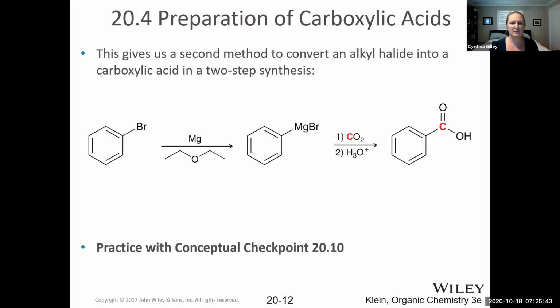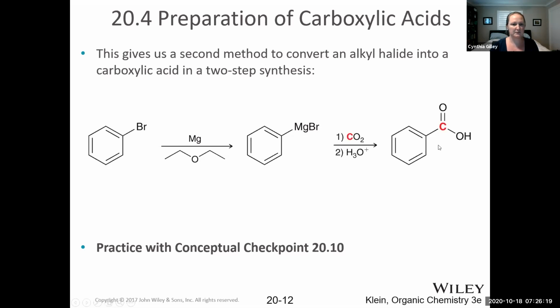Because with the first method using sodium cyanide, we needed a methyl or primary alkyl halide due to the inclusion of an SN2 reaction. But this reaction doesn't require an SN2 reaction, and therefore we're able to get away with hindered alkyl halides. In addition to that, it's okay for the carbon to be sp2. So we're able to form carboxylic acids where the carbon attached to the carboxyl carbon is sp2 in addition to sp3.